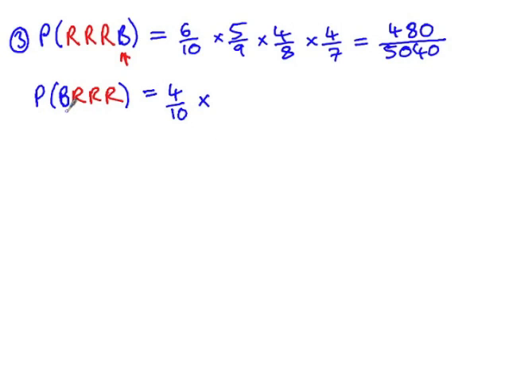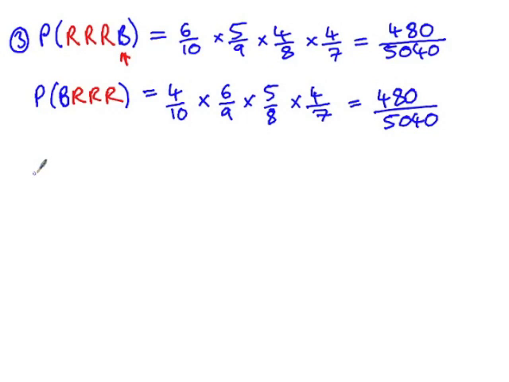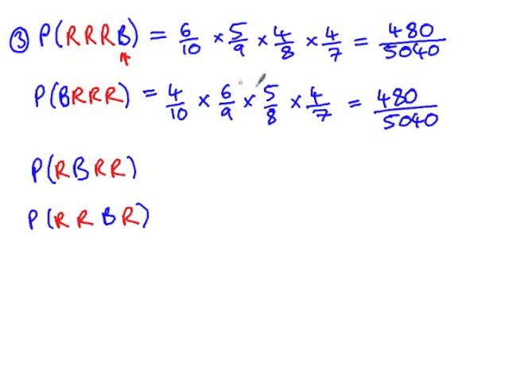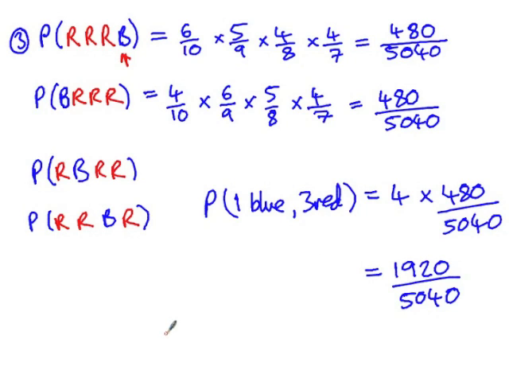The probability that the first marble is blue, we have 4 out of 10 marbles with a blue, and then the rest are red. So then we've got 6 out of 9, 5 out of 8, 4 out of 7. Same answer. And it's the same if the blue is the second marble, or if the blue is the third marble. Because you can see the denominators are identical, but we're just changing around the order of the numerators. So my final answer, what's the probability that from the 4 marbles I'm going to have 1 blue and 3 red? An alternative method would be to use counting techniques.